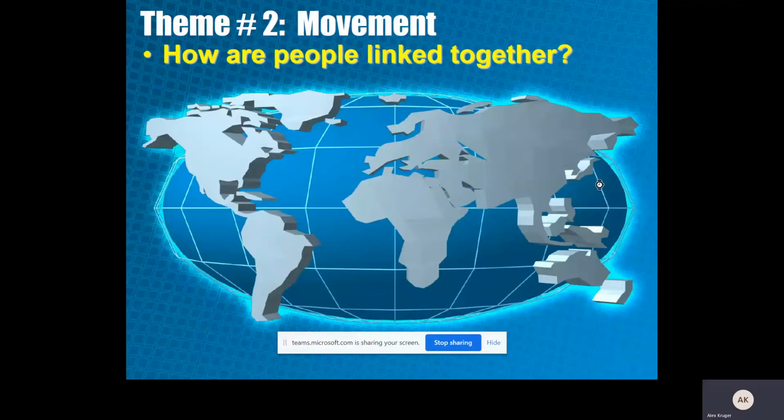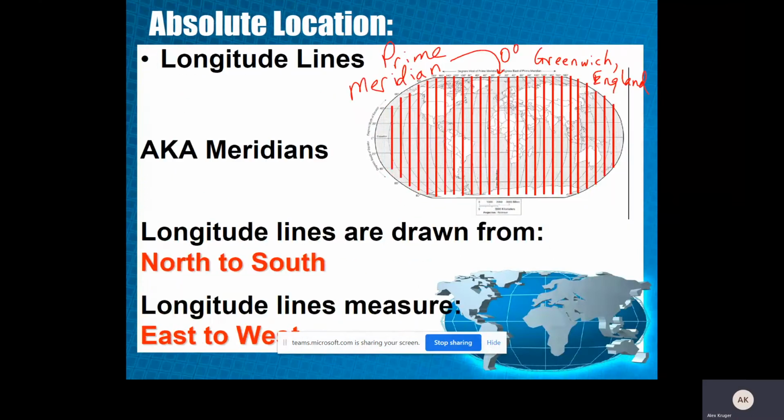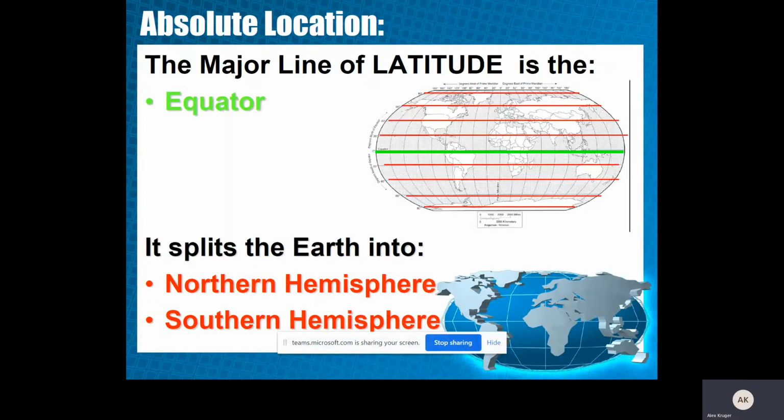There we go. Okay, so yesterday we left off with absolute location and relative location, longitude and latitude. We talked about the hemispheres. Basically, the big thing you should take away from yesterday is that latitude lines go east to west, but they measure the distance from north to south. And the major latitude line is the equator. I'm going to ask you about the equator today.